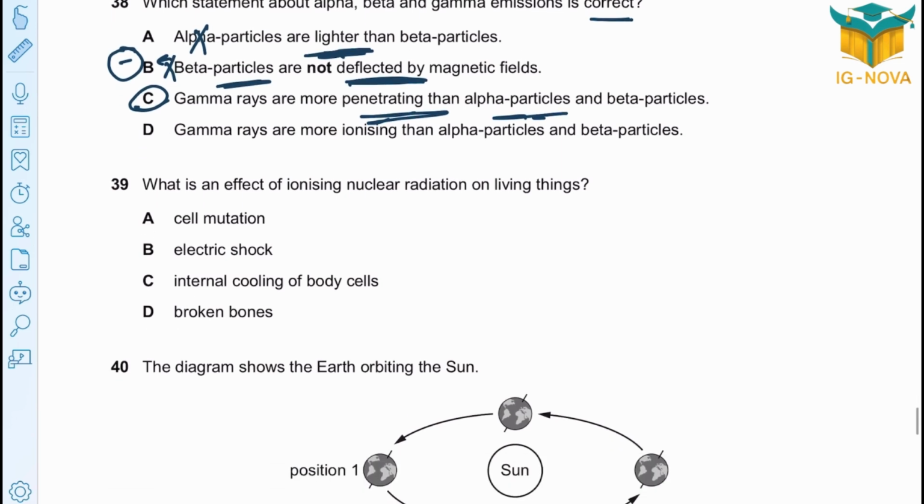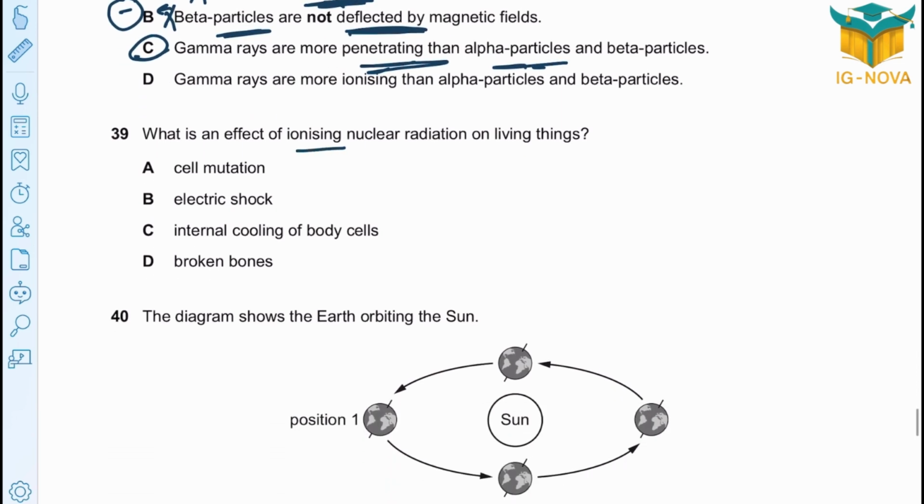Question 39. What is the effect of ionizing nuclear radiation on living things? Ionizing radiation causes cell mutation, cells start to mutate.